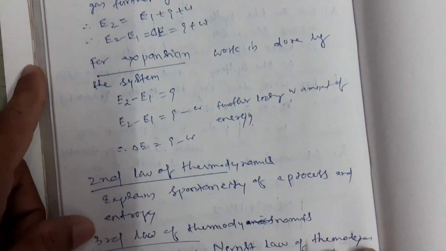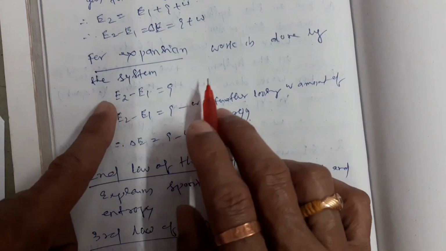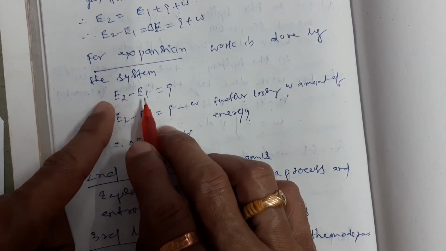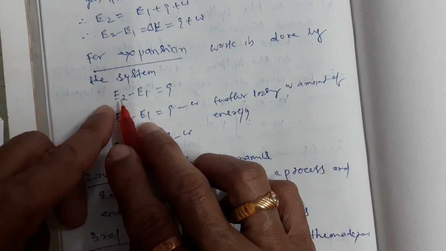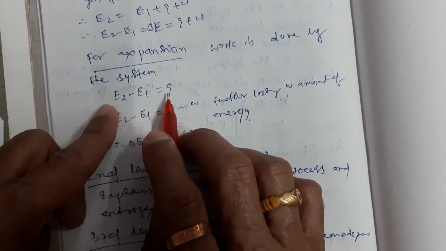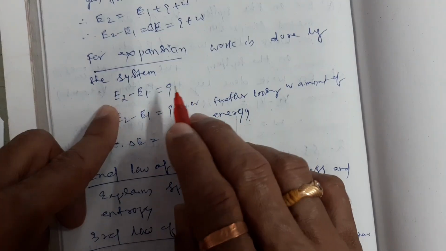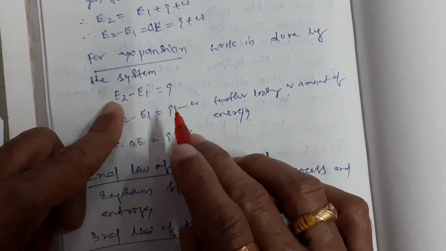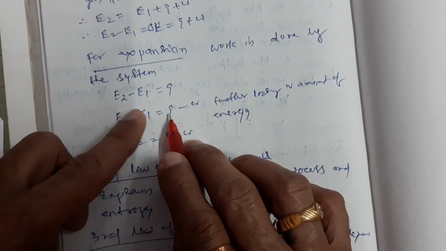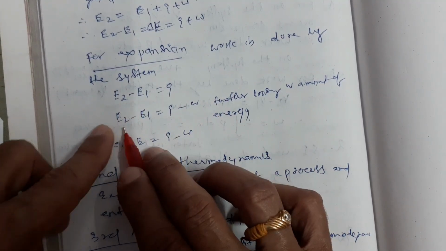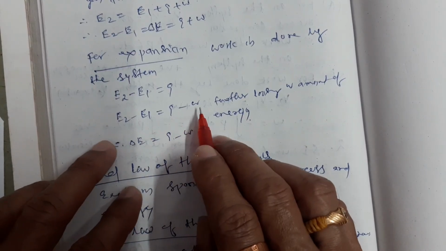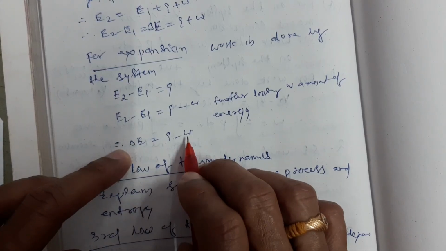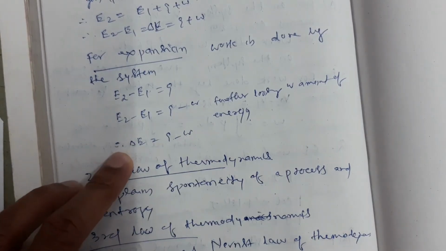Next, for expansion, work is done by the system. E2 minus E1, the final minus initial internal energy, comes from Q, but some of that energy is used to do work, so it decreases: Q minus W. So E2 minus E1, that is delta E, is equal to Q minus W. This is for expansion.